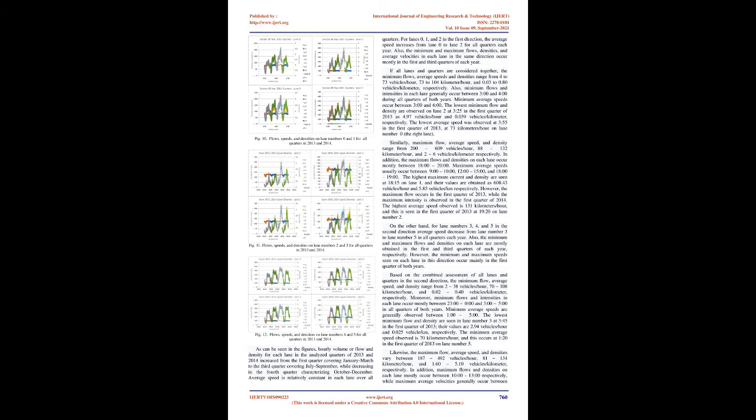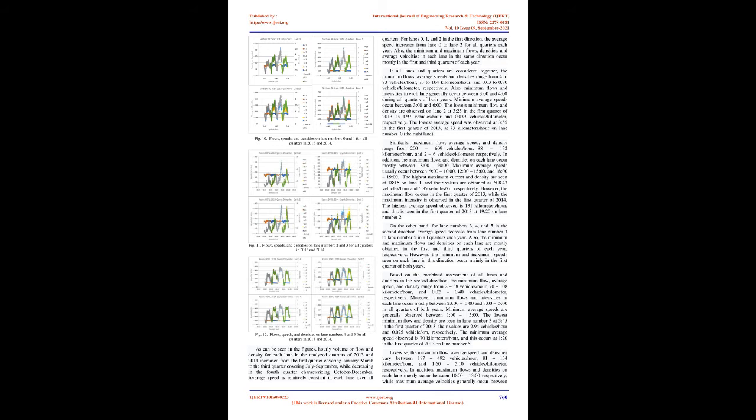During all seasons studied each year, the average speed increases from the rightmost lane number 0 to the leftmost lane number 2. In addition, the minimum and maximum flows and densities on each lane occur in the winter and summer months of each year. Minimum and maximum average speeds are mostly seen in the winter months.